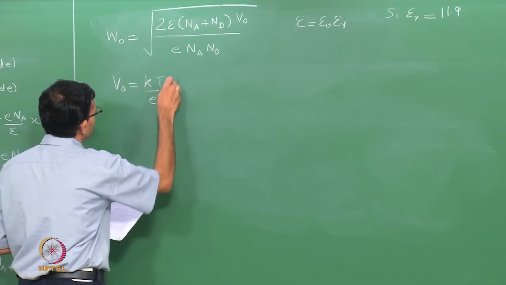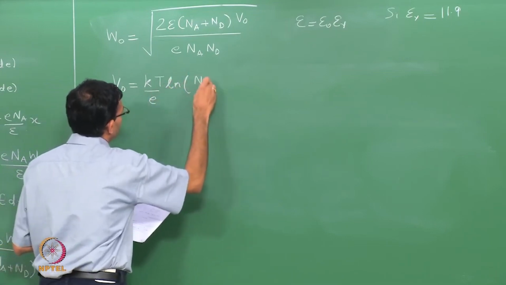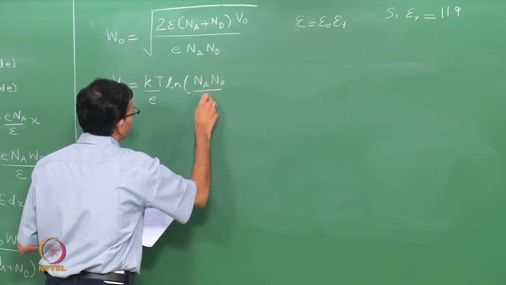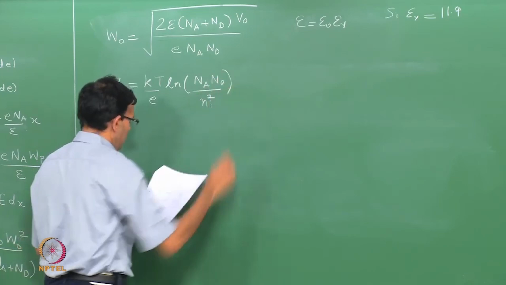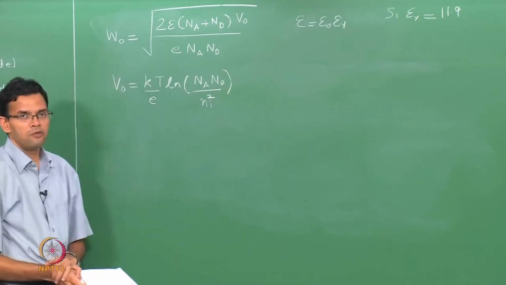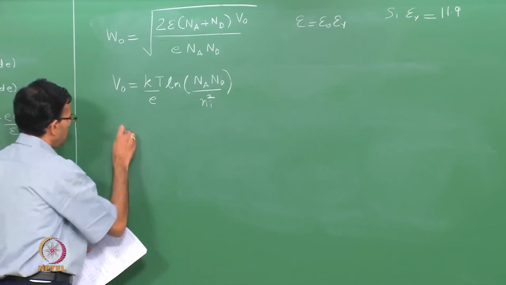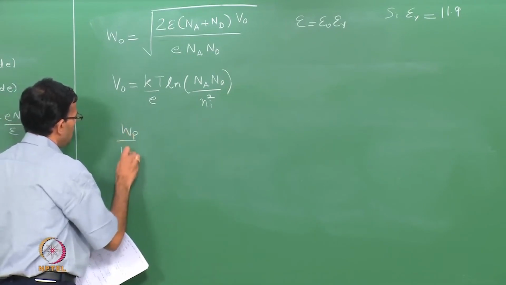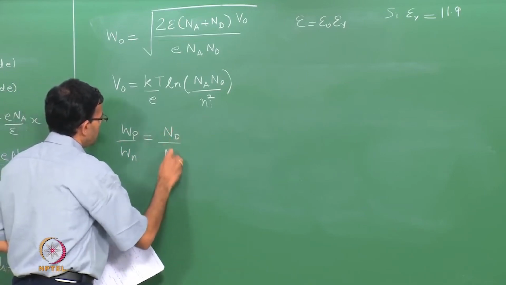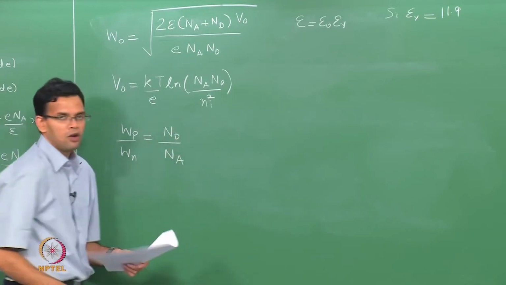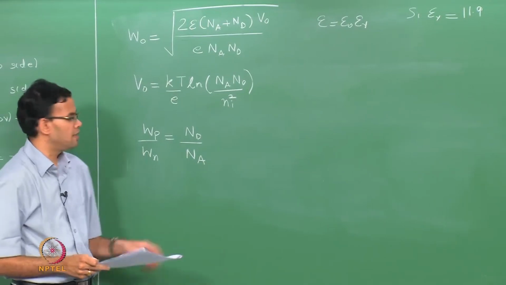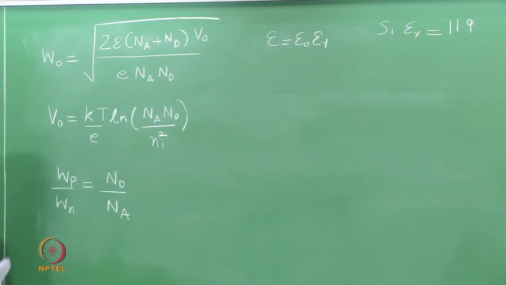KT over E ln of Na Nd over Ni square. We all have an expression for the total width of the depletion region, and we also saw that the individual widths are inversely proportional to the concentrations. So, let us plug in some numbers to get a sense of what these values are.